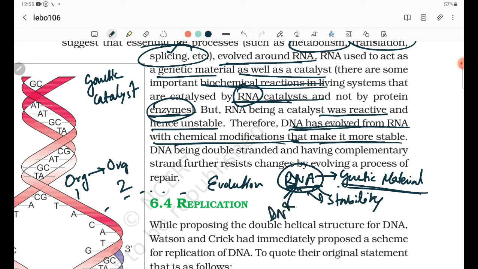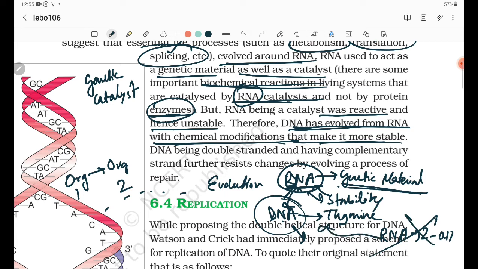So from RNA came DNA. Now this DNA came by some structural changes. What are the structural changes? First, thymine in place of uracil. Second, what is another structural change? In the RNA at the 2' end there was OH, so this was gone. In case of DNA, this was gone. Okay, so these are the major differences which were responsible.